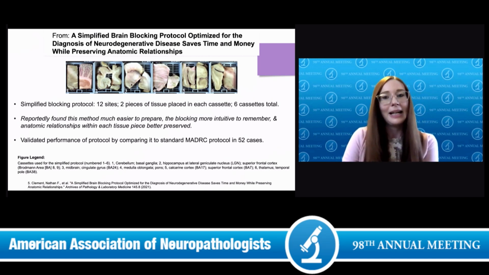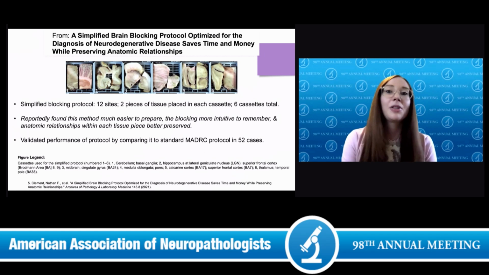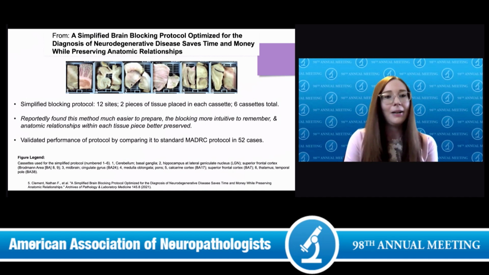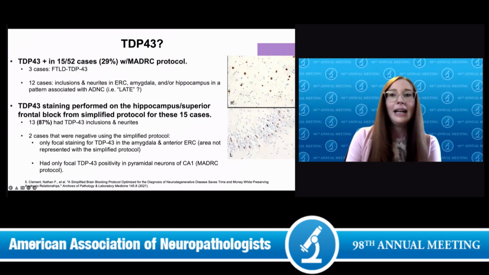However, it does not have as many bilateral regions, which for Northwestern University and our big focus on asymmetry, I have to say that this perhaps isn't the best condensed protocol for us to apply. But they've validated this protocol by comparing it to the standard Massachusetts Alzheimer's Disease Research Center protocol in 52 brain autopsy cases. And this is perhaps, to me, the most interesting component of this publication.